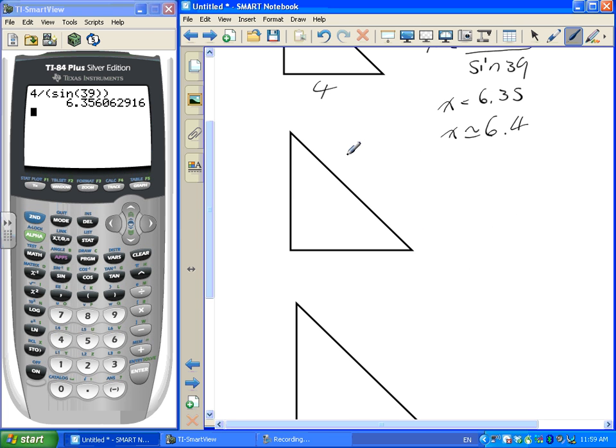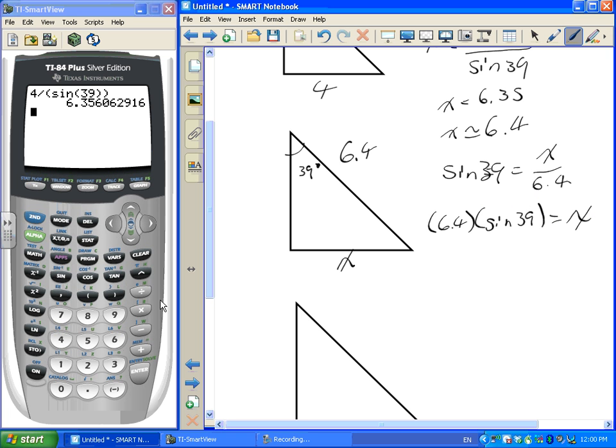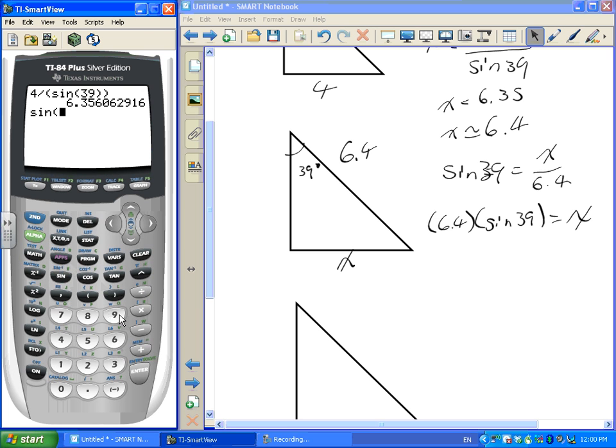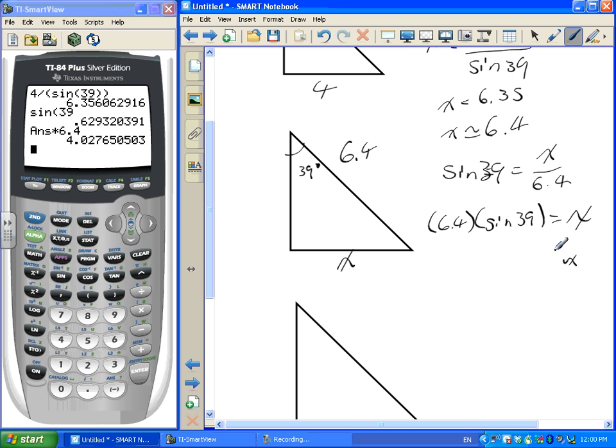Same idea. Let's say we have 6.4, 39 degrees, and we're solving for the opposite side. Sine 39 equals opposite over hypotenuse. I just got to bring 6.4 to the other side. Equals x. Sine 39 times 6.4. X, the opposite side, is 4.02. So approximately 4.